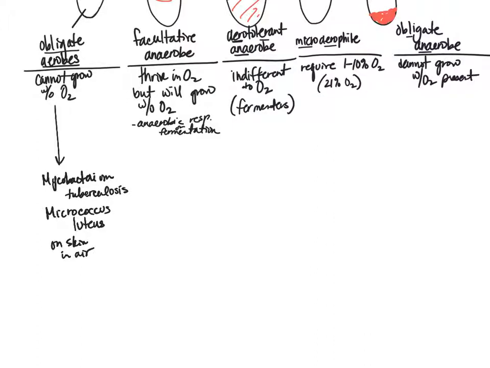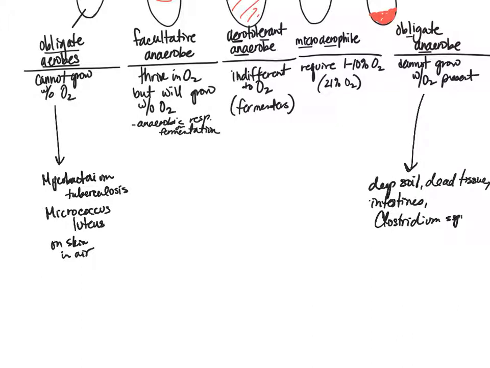Some examples of obligate anaerobes over here. These are going to be things that are in the deep soil, for example. These are going to be in dead tissue because there's no blood supply, and if there's no blood supply, there's no oxygen supply. We also find obligate anaerobes in the intestines of organisms, including ourselves. But we also see pathogens, as in Clostridium species. So Clostridium species are dangerous because of Clostridium difficile, for example.